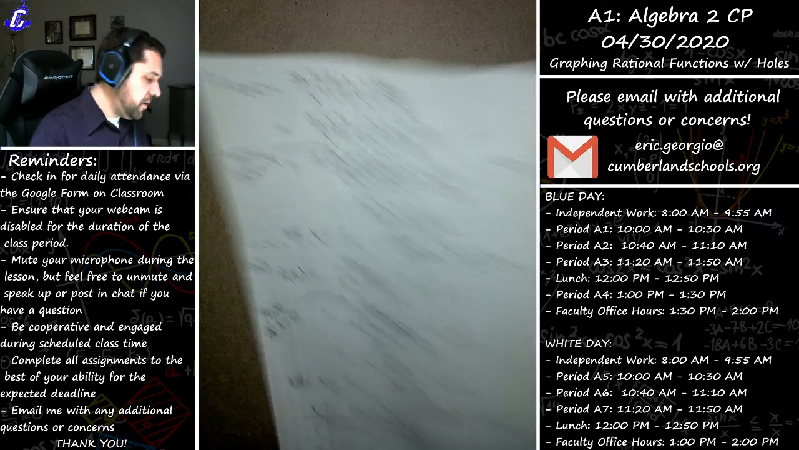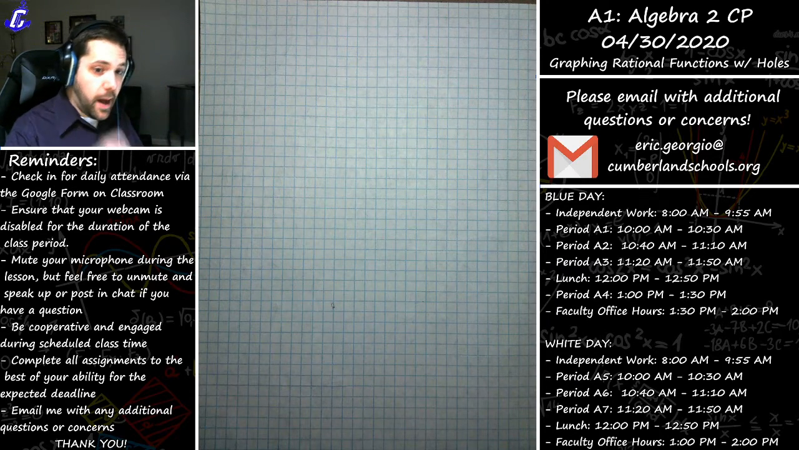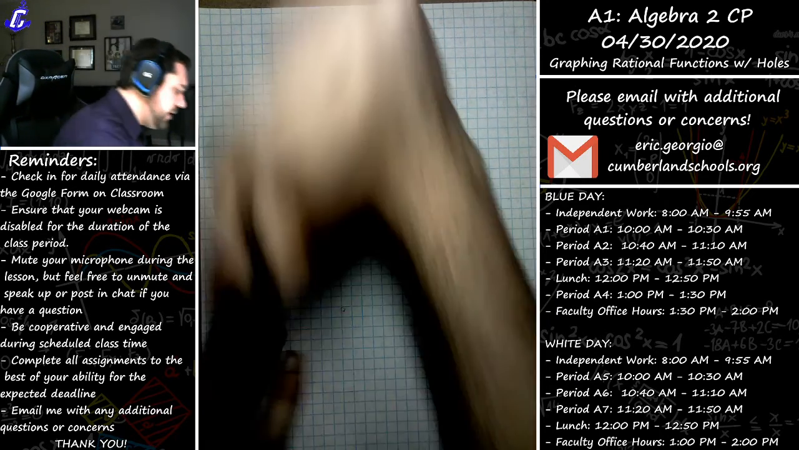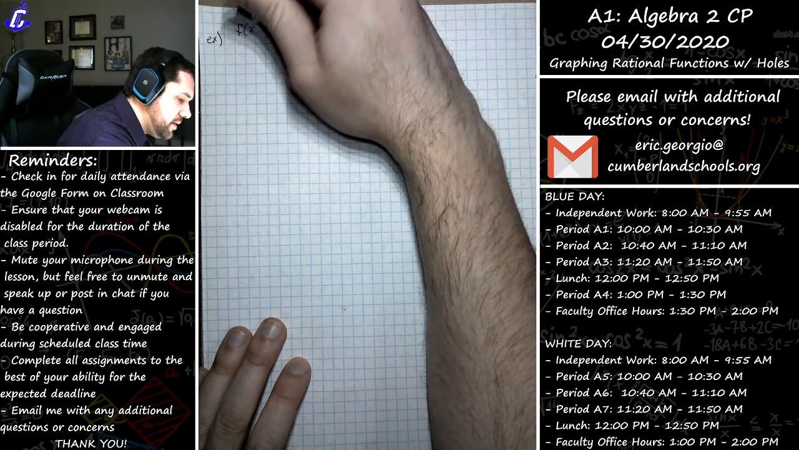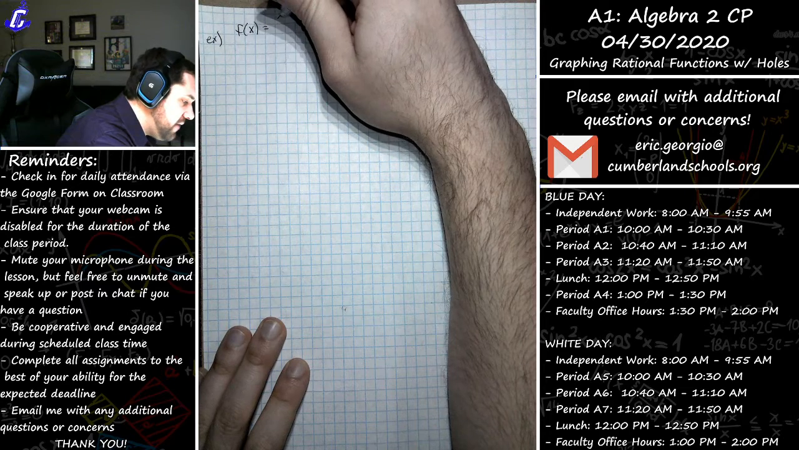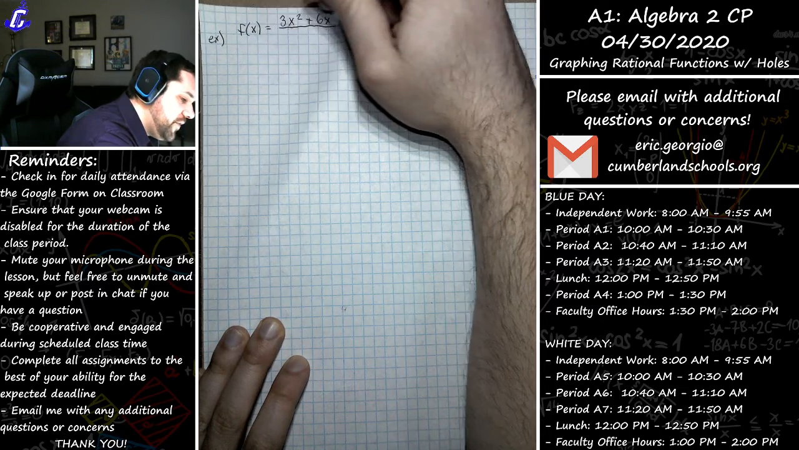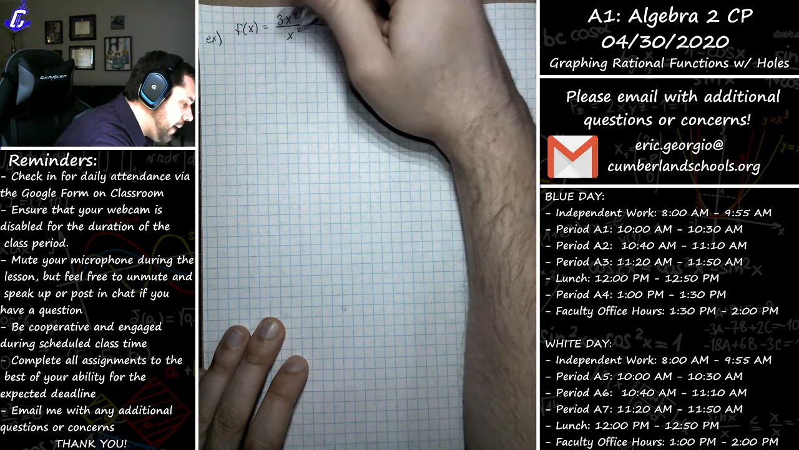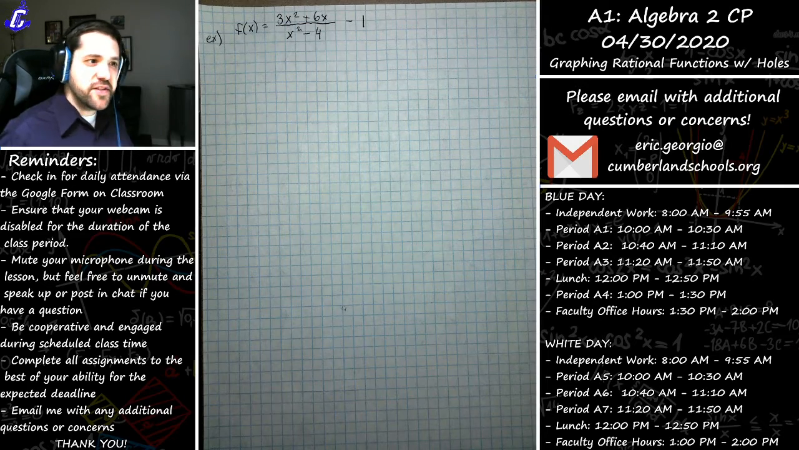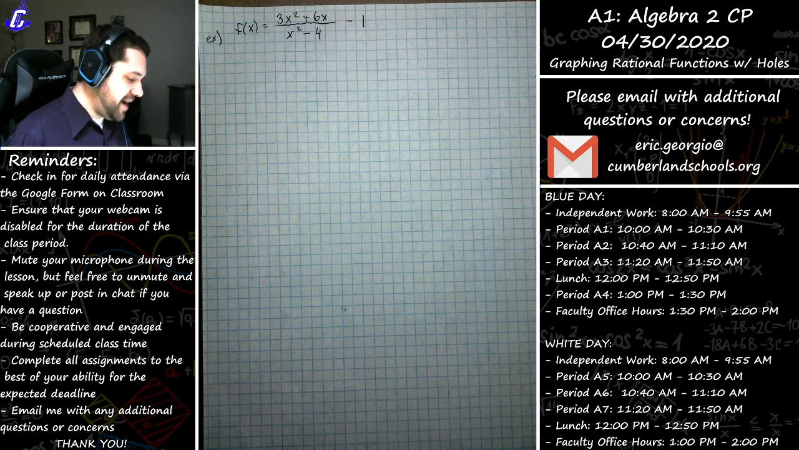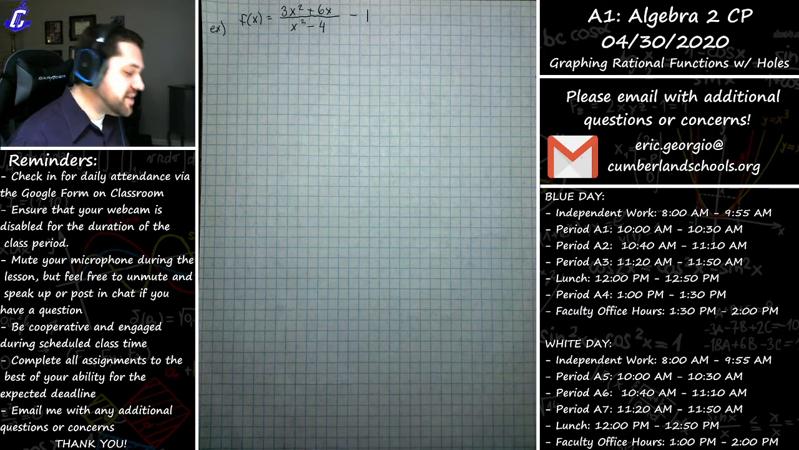Well, then let's do some more. Why stop there, right? Let's go with this. I like this one. How about f of x is equal to, let's sketch a graph of 3x squared plus 6x, all divided by x squared minus 4, and then minus 1. Ooh, good old difference of two squares coming back in the denominator. Fantastic. Don't want to forget about your good old difference of squares. It's going to come back when you least expect it.